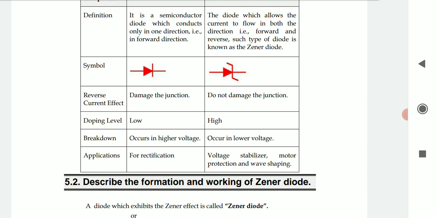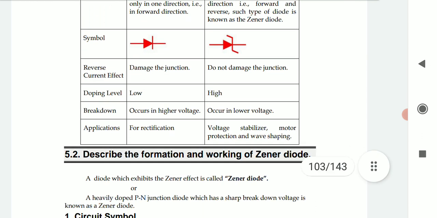Next, symbol. Here the symbol is the same. The p-type material is the same. The n-type material has a Z symbol. Capital Z symbol has arrived in Zener diode symbol. The reverse current effect: in p-n junction diode, in reverse bias, it damages the junction, whereas in Zener diode, it does not damage the junction.